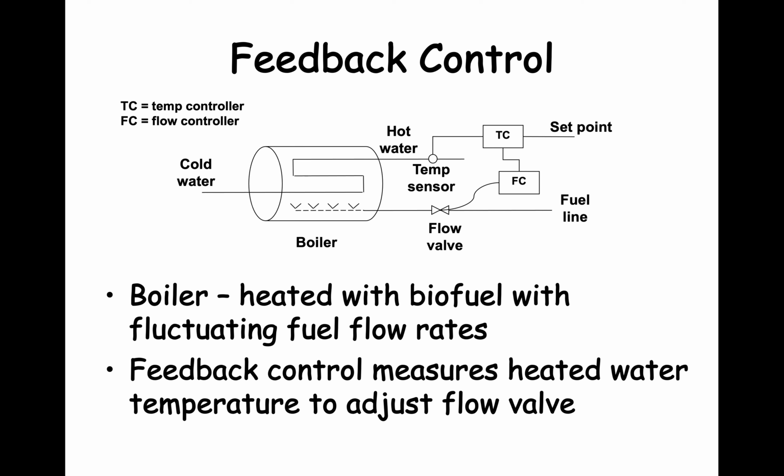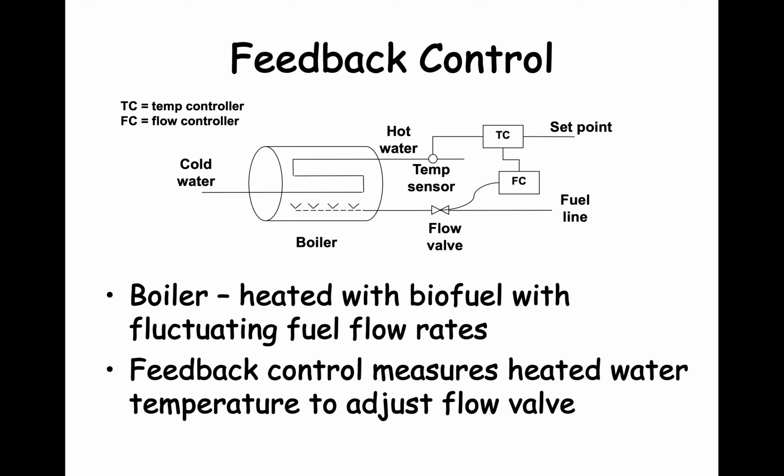As before, we will measure the heated water temperature leaving the boiler and use that to adjust the fuel flow rate. This is our feedback control loop. It is also our primary loop. The temperature sensor that measures the heated water temperature is used to control the fuel flow rate. The actuator is a continuously adjustable flow valve in the fuel line.